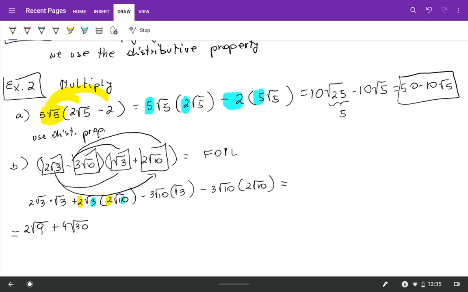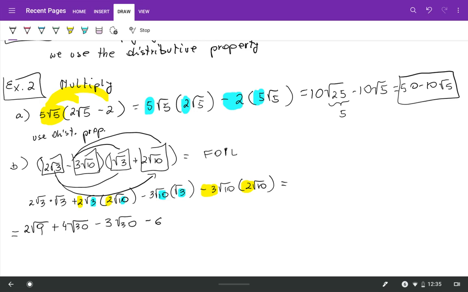Now we're moving next. We only have one coefficient, so I copy that, minus 3, and square root of 10 times square root of 3. You put 1 square root and you multiply the numbers under. So that will be square root of 30. And the last part, we'll multiply the coefficient first. So we have negative 3 times 2, which will give you negative 6.